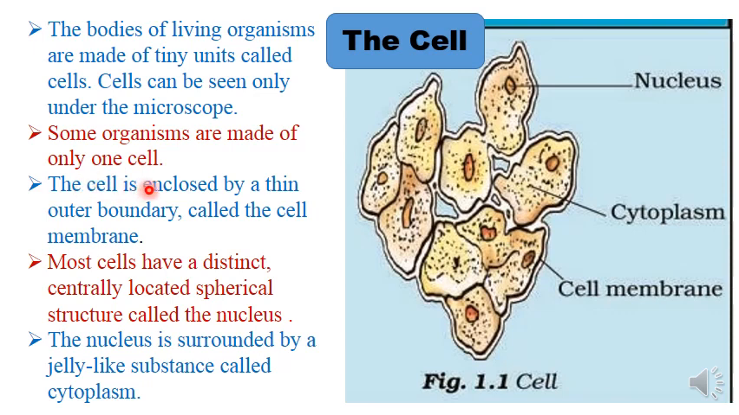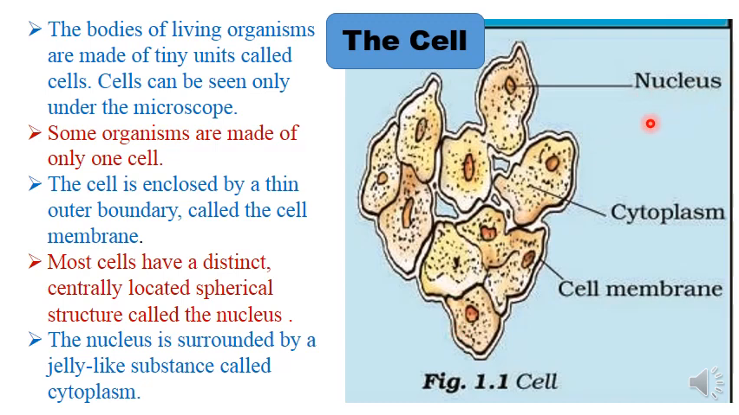The cell is enclosed by a thin outer boundary called the cell membrane. Can you see the boundary of each cell? That thin outer layer is called the cell membrane. Most cells have a distinct, centrally located, spherical structure called the nucleus. Each cell has one centrally located structure, that is nothing but a nucleus.